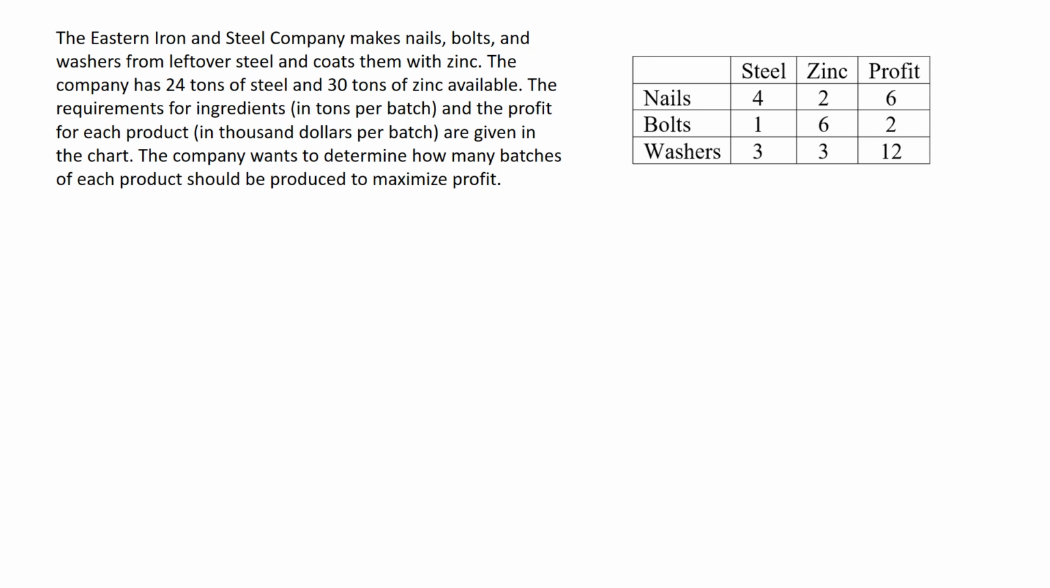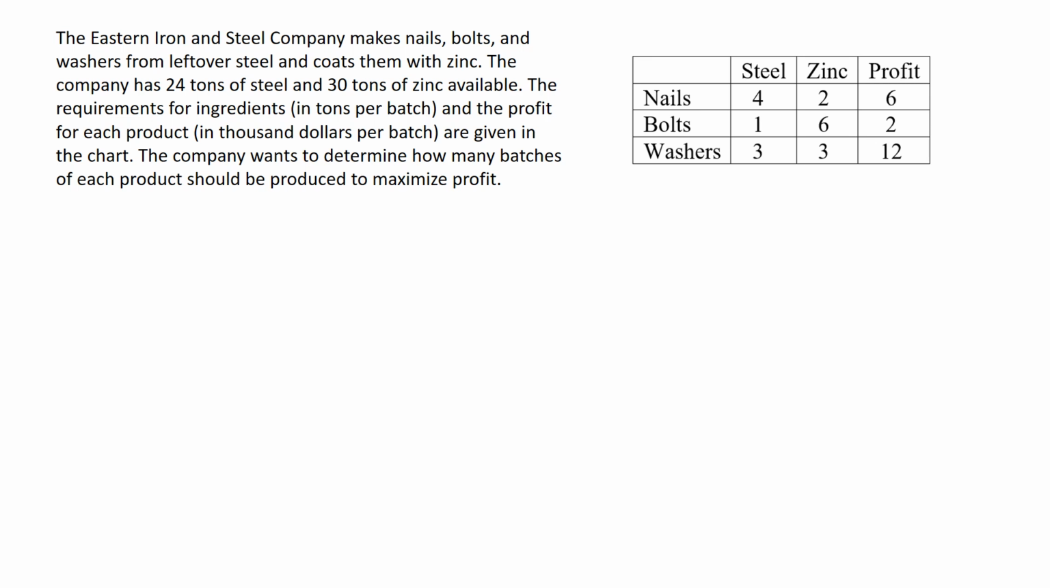So in our chart, we have the nails, bolts, and washers, and we have the corresponding steel, zinc, and profit columns. The first thing we have to do is label our variables. So we want to ask ourselves, what are we trying to make, sell, or buy? What's our goal here? The last sentence gives it to us: the company wants to determine how many batches of each product should be produced to maximize profit.